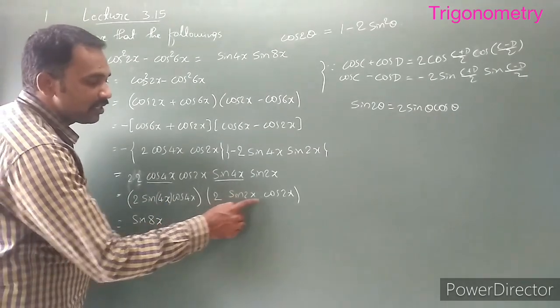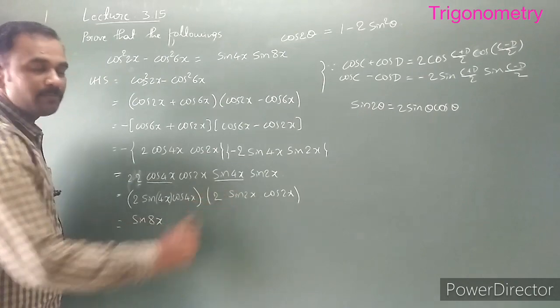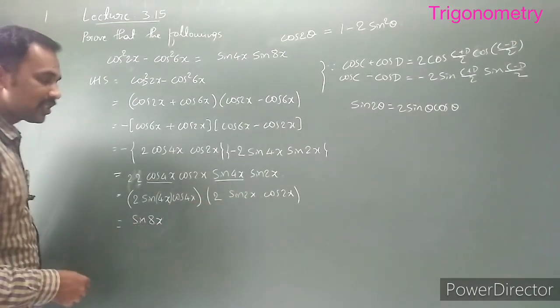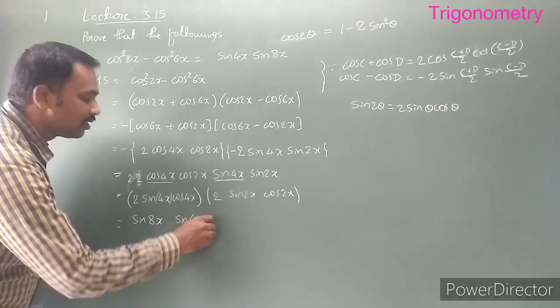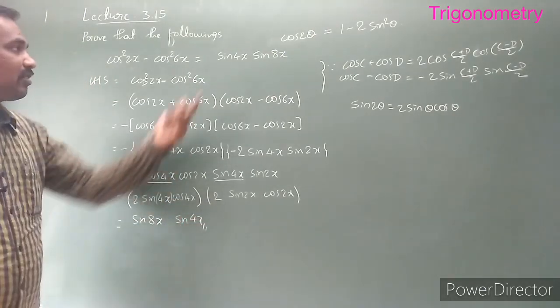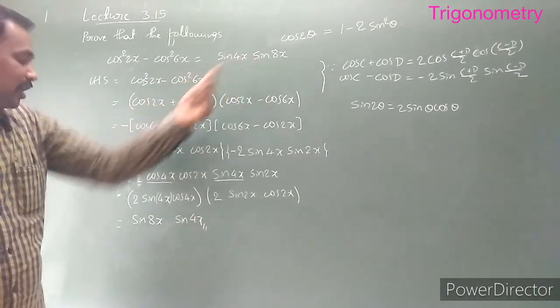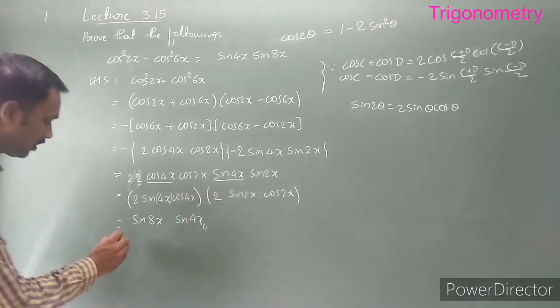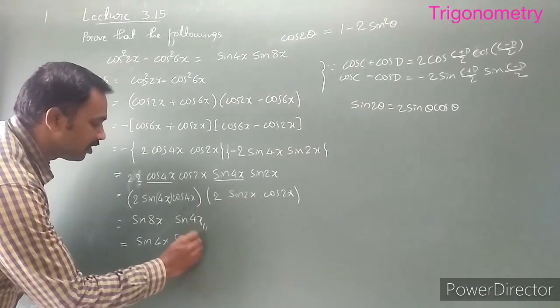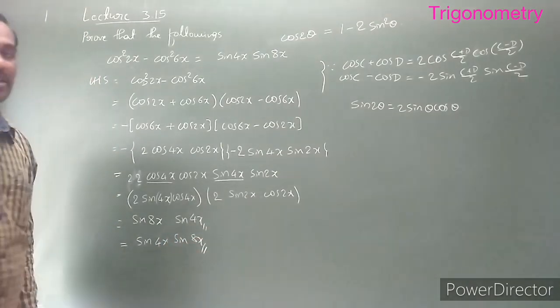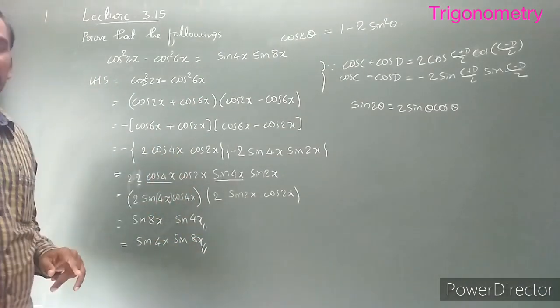Similarly, 2 times sin theta cos theta, in place of theta, 2x is there. What can we write? Sin of 2 into 2x. That will give sin of 4x. I got the required result. Sin 4x into sin of 8x. If you need, you can write sin of 4x into sin of 8x. Hence the RHS. This is how we have to solve the problem.